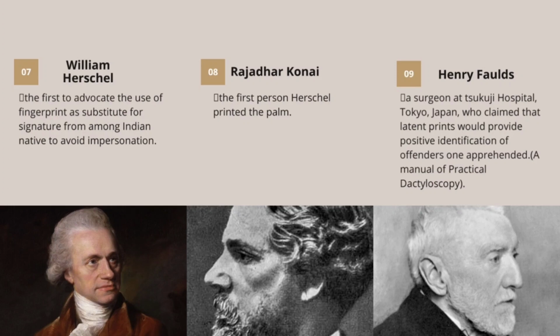Next is Henry Faulds, a surgeon in a certain hospital in Tokyo, Japan, who claimed that latent prints would provide a positive identification of offenders once apprehended. He also wrote a manual of practical dactyloscopy.